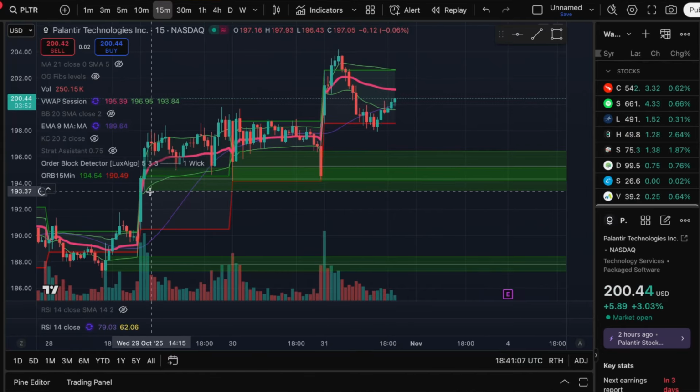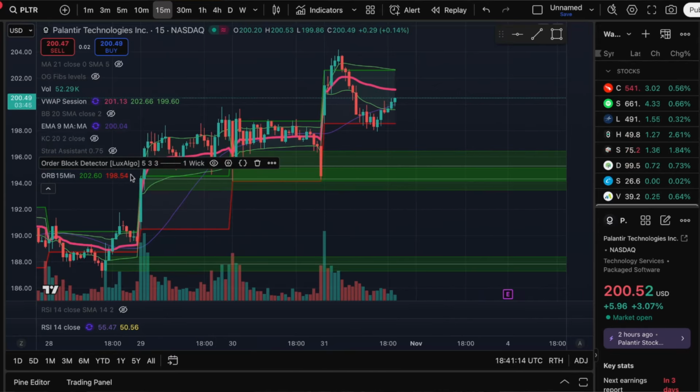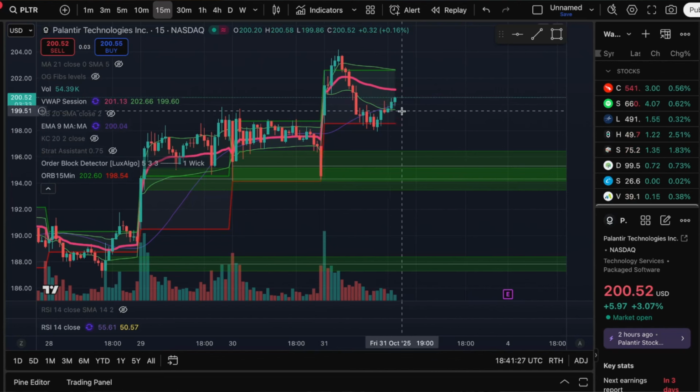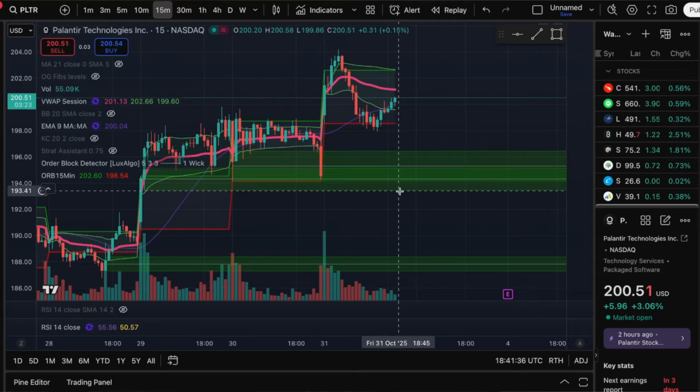Like I told you, I have mine set for wicks. So if you see this wick right here, this is showing you the range in which a lot of orders were made. If this rejects at this VWAP or wherever, and it comes back here, I'm not just immediately getting into it right here, because I know that the wick has the potential to come all the way down to 193.41 where this wick is. So I'm not just going to immediately jump in.